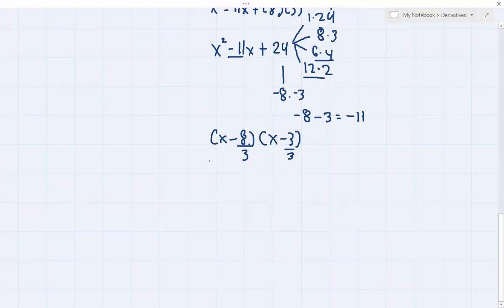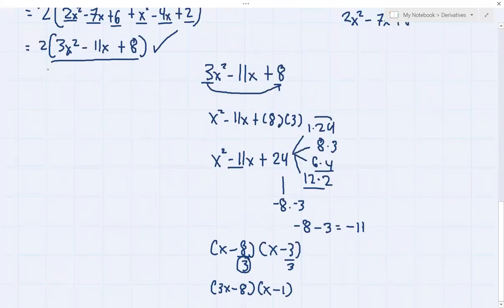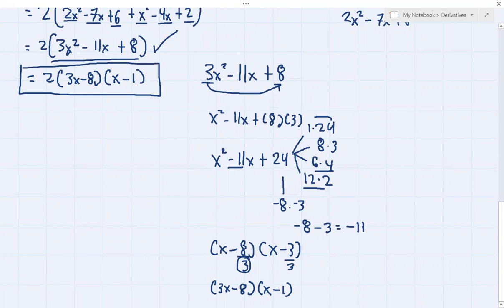So kapag hindi kaya siyang i-divide, ilagay si 3 sa katabi ng x. So magiging 3x minus 8. Then ito, x minus 3. So that means i-divide natin si negative 3 by 3. So negative 3 divided by 3 is negative 1. So magiging x minus 1. So therefore, yan na yung factored form nito. Okay? So we will have 2 times quantity 3x minus 8 times x minus 1. At yan na yung final sagot natin. Nakasimplified na. O di ba?